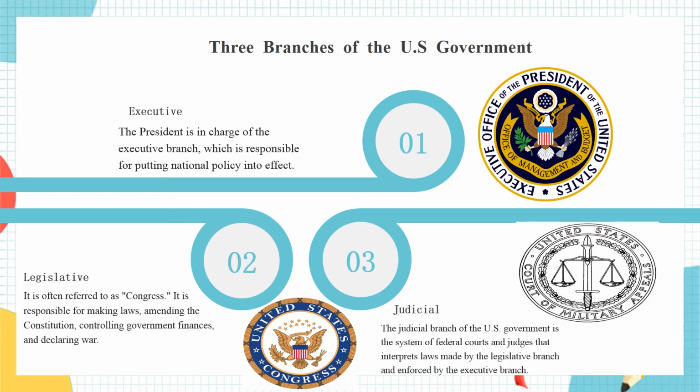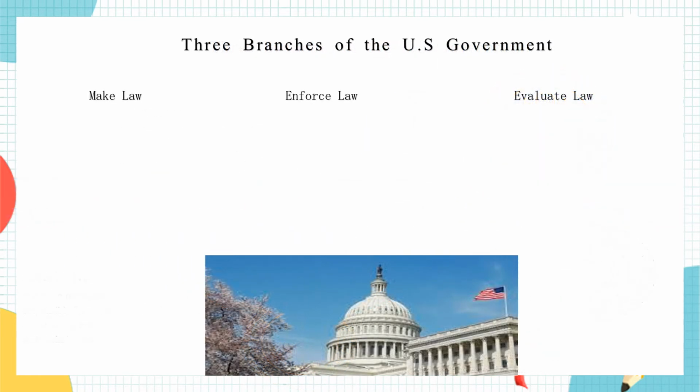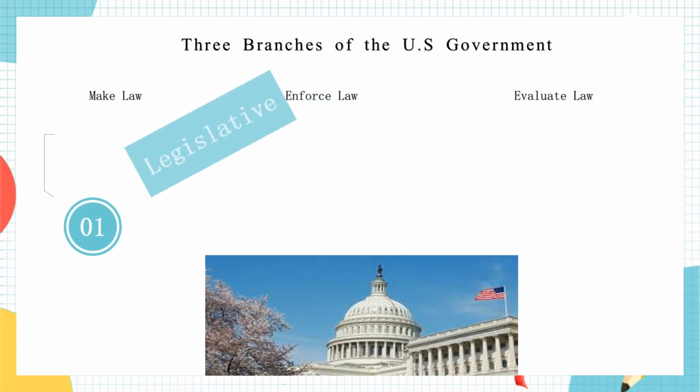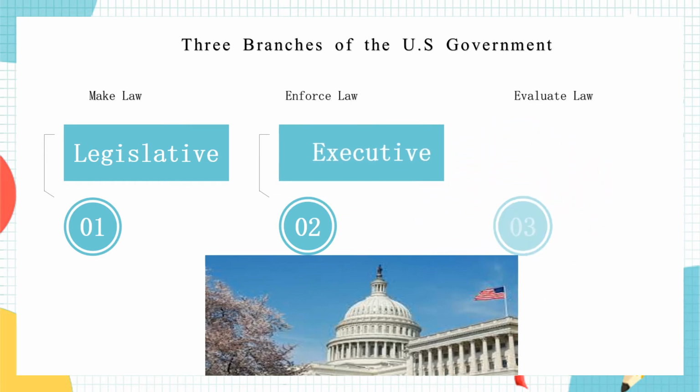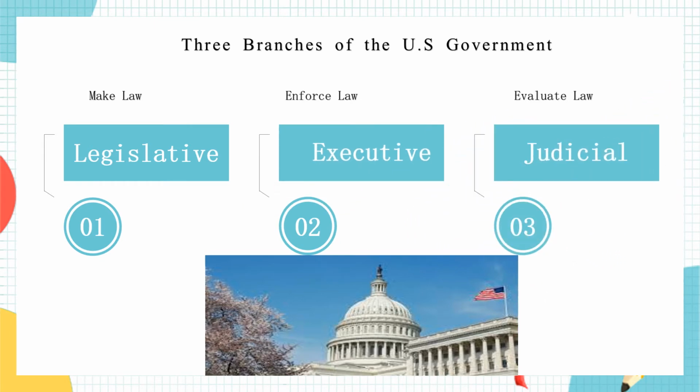The judicial branch is the system of federal courts and judges that interpret laws made by the legislative branch and enforced by the executive branch. Now we talk about how the three branches work. Simply to say, the legislative branch makes law, the executive branch enforces law, and the judicial branch evaluates law.